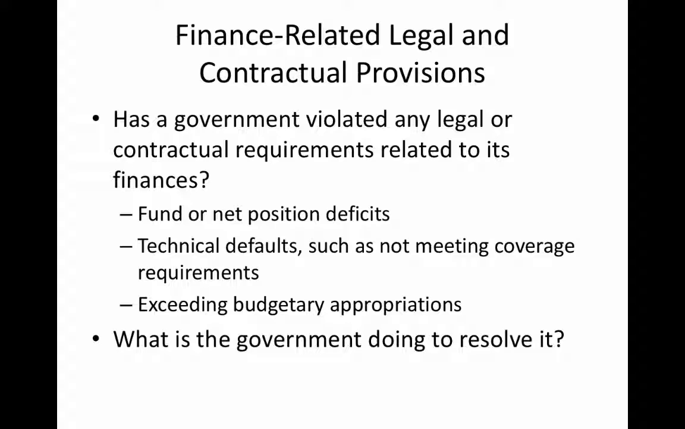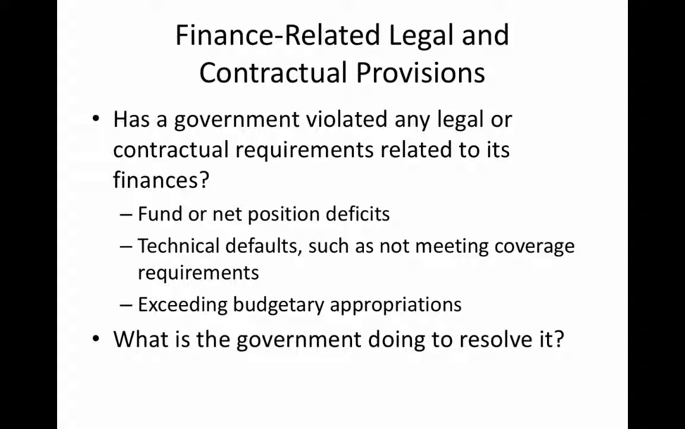Governments operate under the restraints of a lot of finance-related legal and contractual provisions. So things that are included in the transaction agreements that they enter into, laws and regulations that are imposed on them. And if a government has violated any of those, then they have to disclose the fact that they have violated them. So, for instance, many governments aren't allowed to run deficits in any of their funds. They may, if they exceed the amount that they appropriated for a particular activity or department or function, they've essentially violated the terms of the budget that they legally passed.